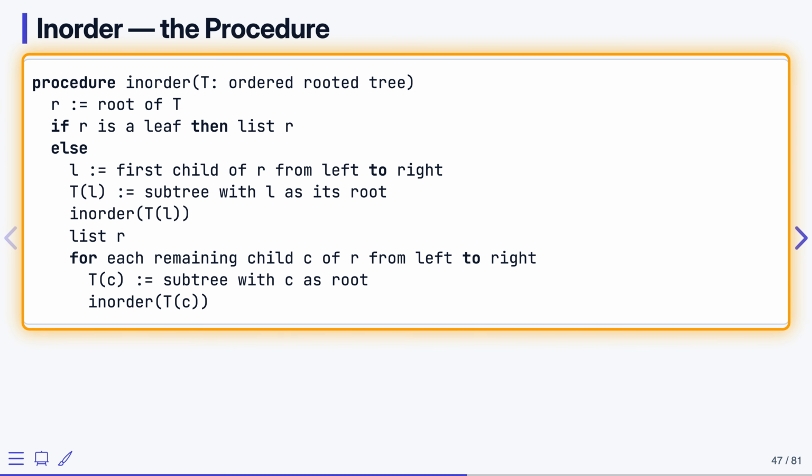This is the procedure for inorder. The first line handles a leaf. If the root R has no children, we simply list it and stop. Otherwise, we take L, the leftmost child, and run inorder on its subtree first. Only then do we list the root R. That line now sits in the middle of the procedure, and that is exactly what makes this inorder. After the root, we run inorder on each remaining child subtree from left to right. Compare this with the preorder procedure. The steps are the same steps, only the position of the line list R has moved.